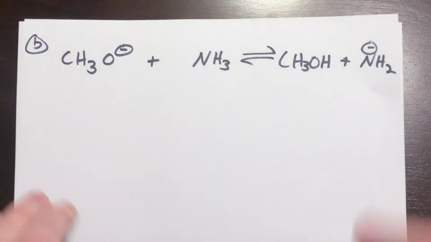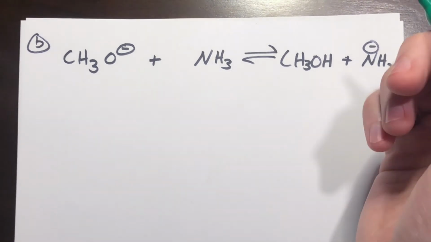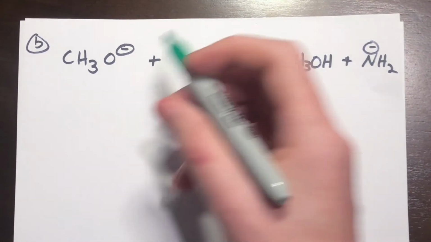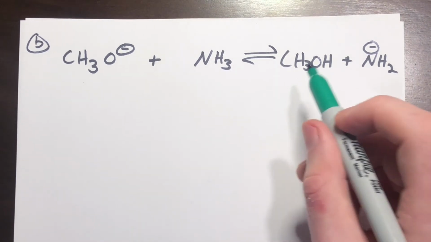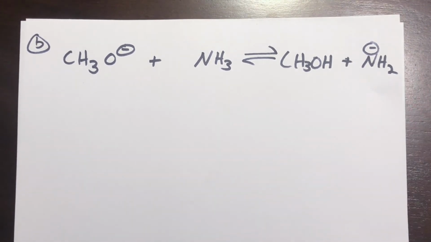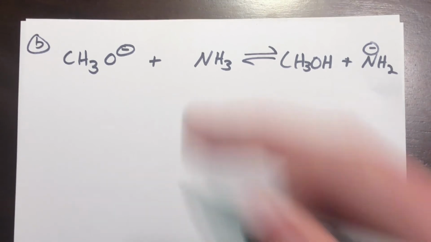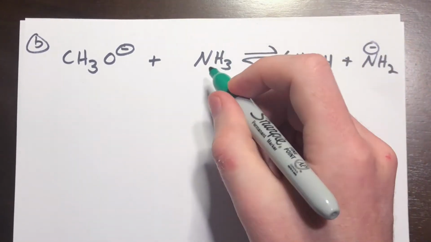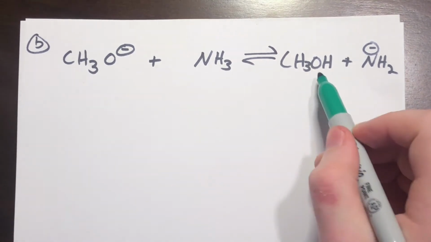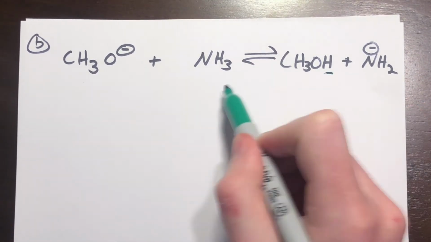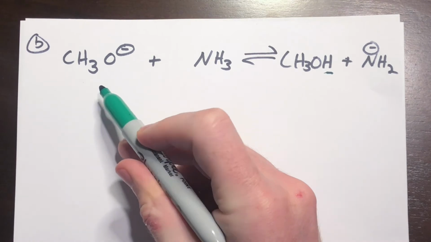So here, we don't have pKa values at all. We have CH3O minus plus NH3 going into equilibrium with CH3OH and NH2 minus. So what we have to assess is, again, what is functioning as the acid and what's functioning as the base. So on this side, we have this NH3 giving a proton to this. Here is the proton that's being transferred. One of these three is going to this molecule.